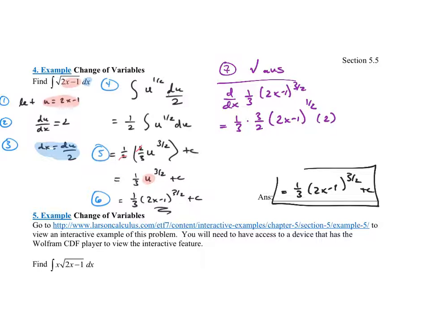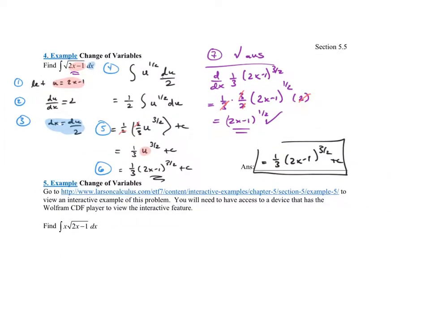I look at this, and for simplification, my 3s simplify, my 2s simplify, and I end up with 2x minus 1 raised to the 1/2 power, which is exactly what the original problem was. I know I have the correct answer. Okay? Let's keep on going. Let's look at the next one.